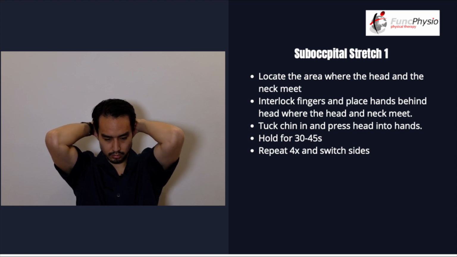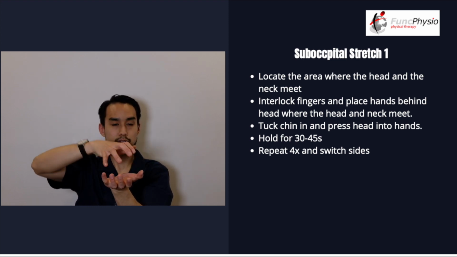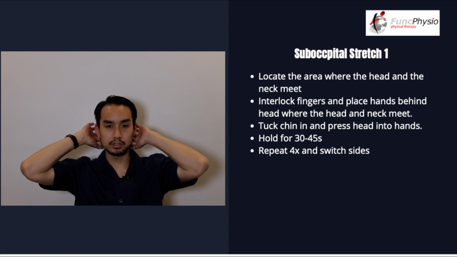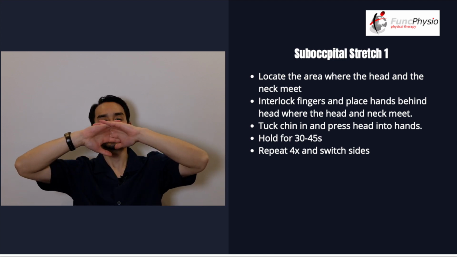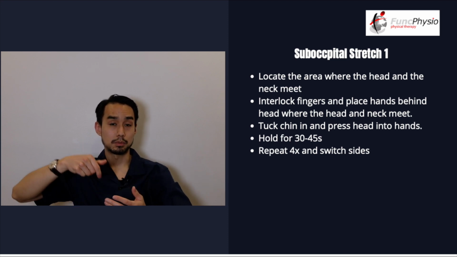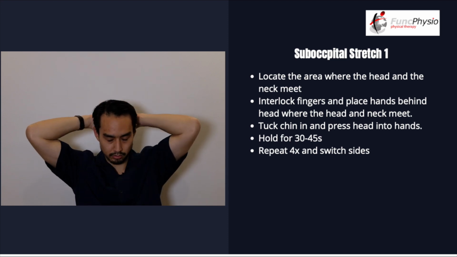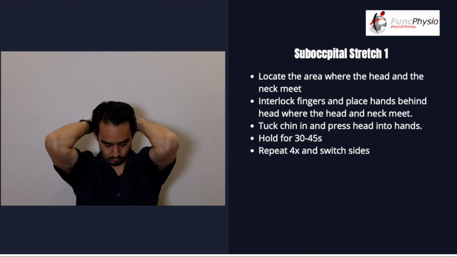Now what that's going to do is create a natural swivel motion, sort of like a J motion, just in the suboccipital area instead of you just pulling down. So remember, instead of thinking about pulling down, think about pushing your head or neck up into the hands. You'll feel a stretch, and hold.